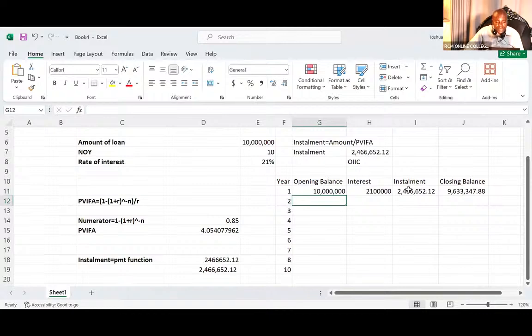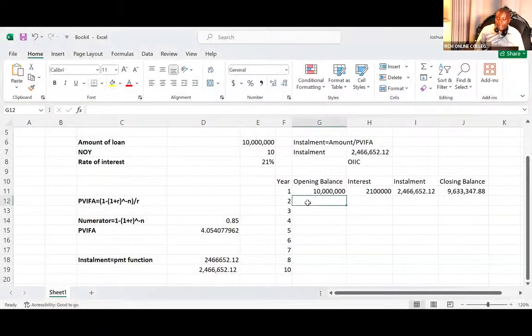Let me know whether there is any ninja that has been able to reach where Mwalimu has reached.